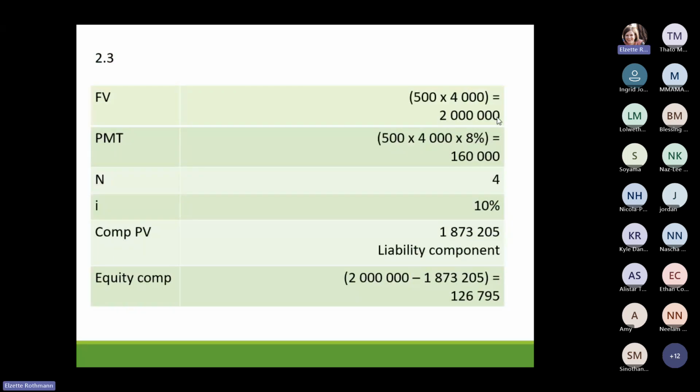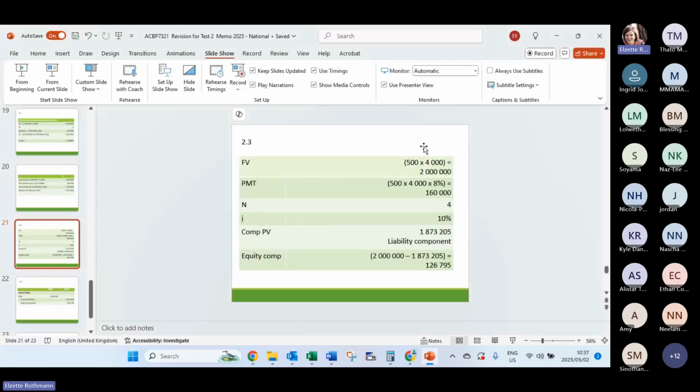And then to get your equity component, it's your future value, the 2 million, minus the present value that we just calculated. And then you get an equity component of 126,795. Okay. Any questions on 2.3?